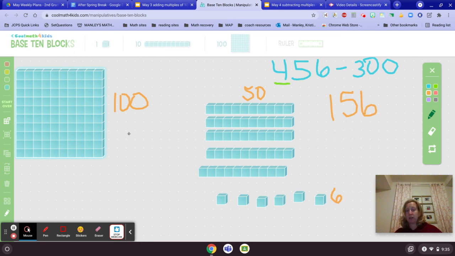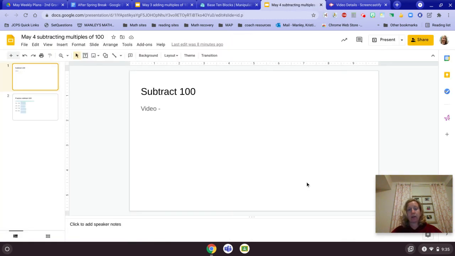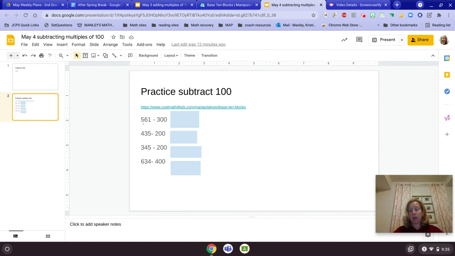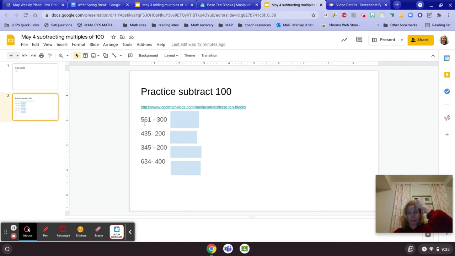Okay, so your assignment is kind of doing the same thing. You're going to have a link to these base 10 pieces, and you will have your equations to work on. So visualize first. What does that number look like? Okay, visualize what it would be if you subtracted that multiple of 100. And then check yourself with the base 10 pieces. And then again, as always, you click on the blue box and then you can type your answer there.